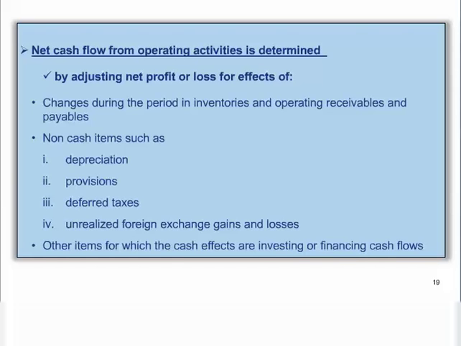Also, the non-cash items such as depreciation, provisions, deferred taxes, unrealized foreign exchange gains and losses are adjusted to remove the non-cash items' effect and to bring in just the cash profit or loss. Other items for which the cash effects are investing or financing cash flows are also adjusted back to the net profit or loss, and these are then presented in either investing or financing cash flows respectively.